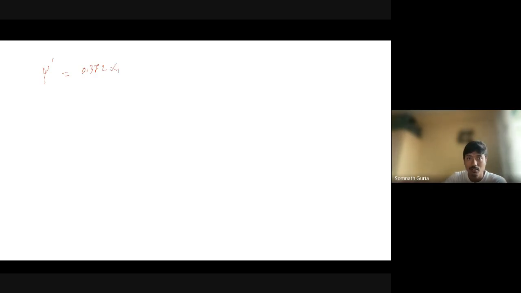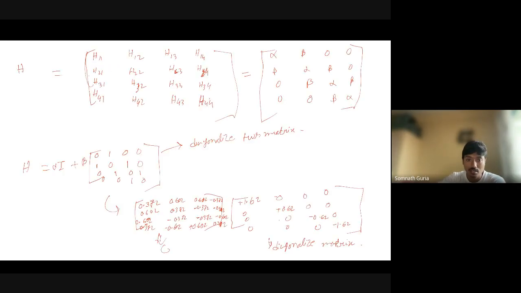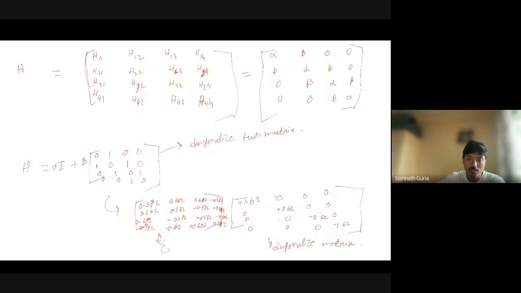Chi1 plus, what is the next coefficient? 0.602. So this will be 0.602 chi2 plus, the next coefficient is again 0.602 chi3 plus 0.372 chi4. Sorry, this is chi3. This is psi1. Now I will tell you psi2.